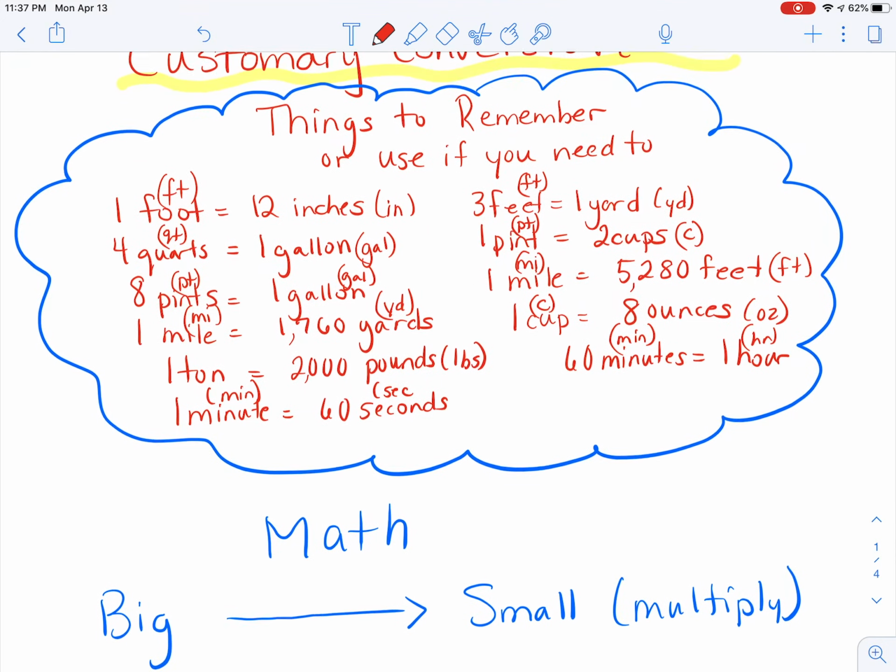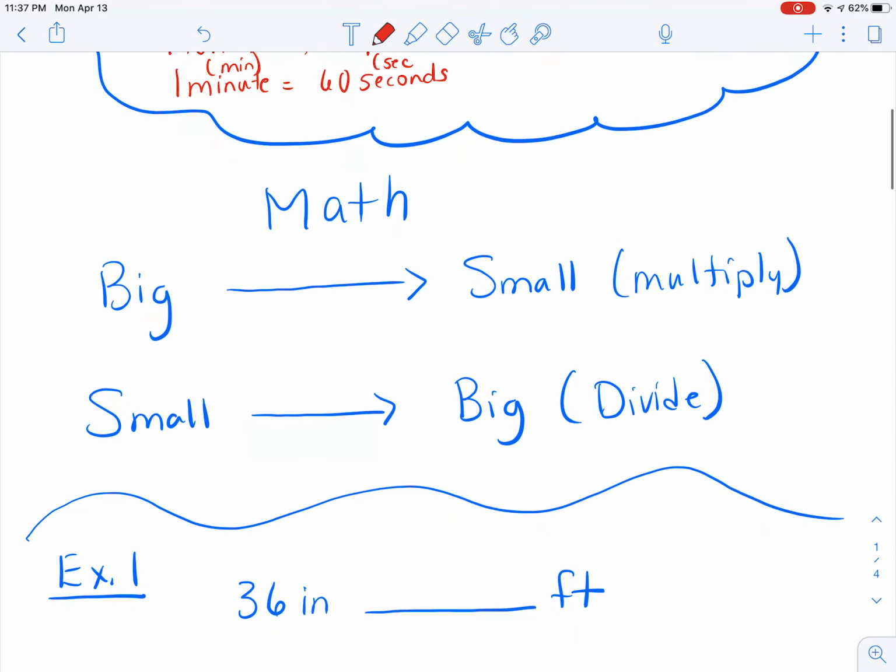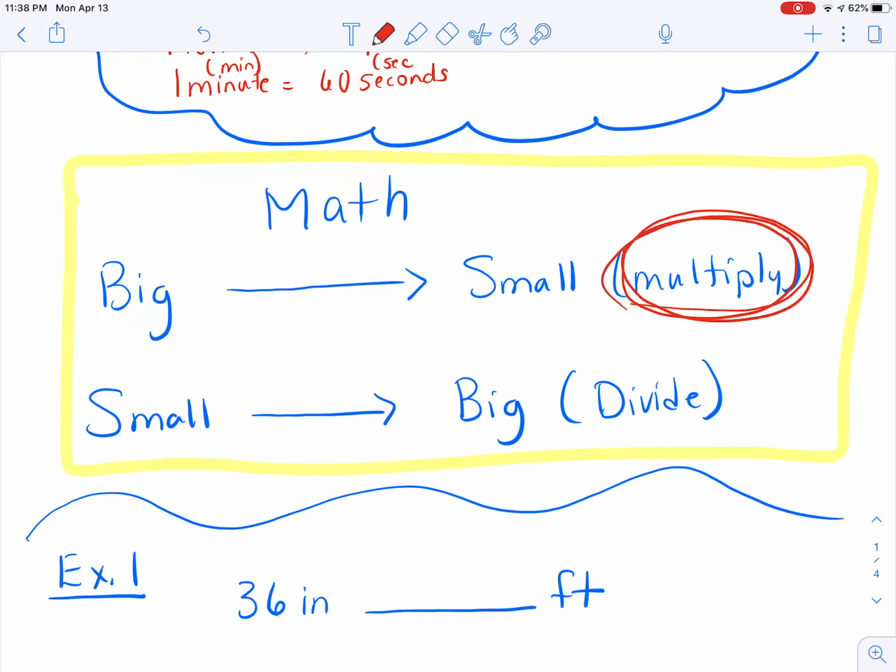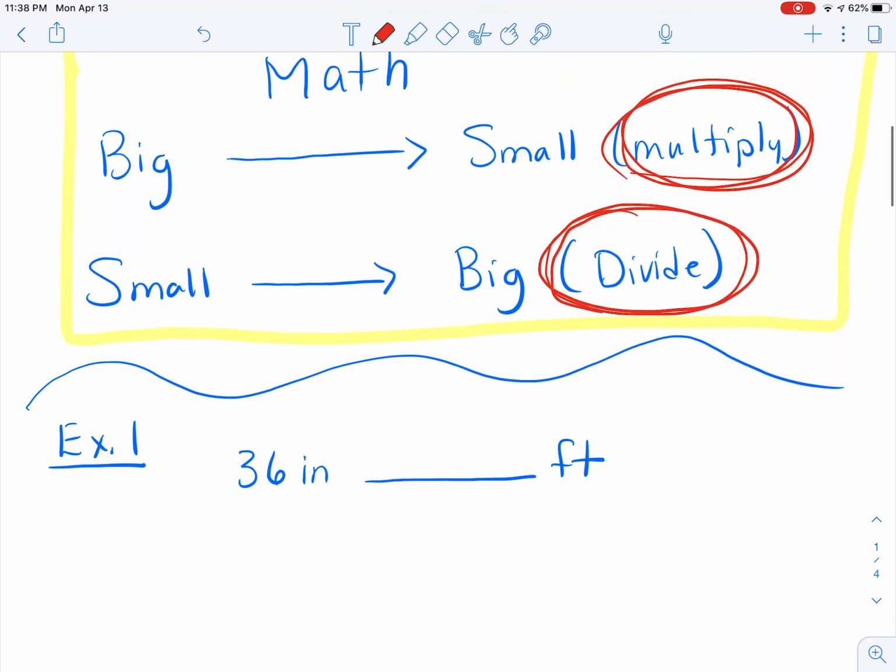Now, when we do conversion, this right here that I'm going to highlight in a bright yellow box: if you're converting and you're starting with a big unit and you're going to a small unit, you're going to need to multiply. If you're starting with a small unit and you're going to a big unit, the math operation is division. I'm going to show that, but I wanted to spell that out because we're going to talk about that in each example.